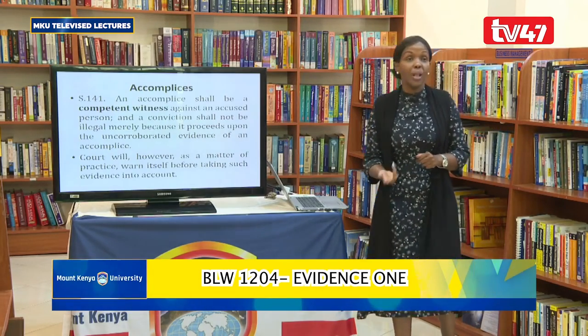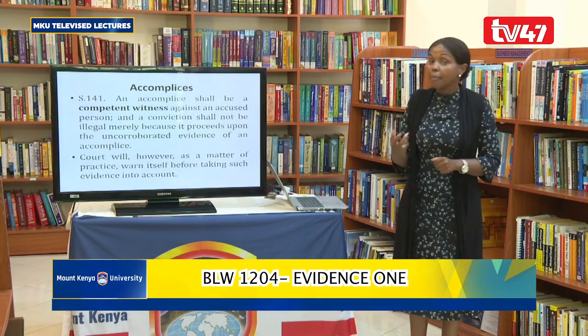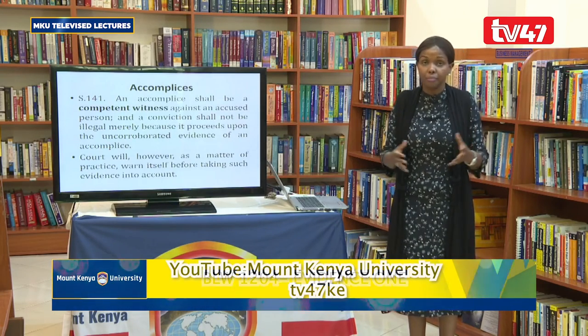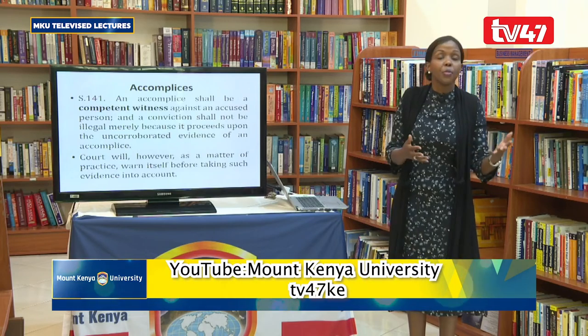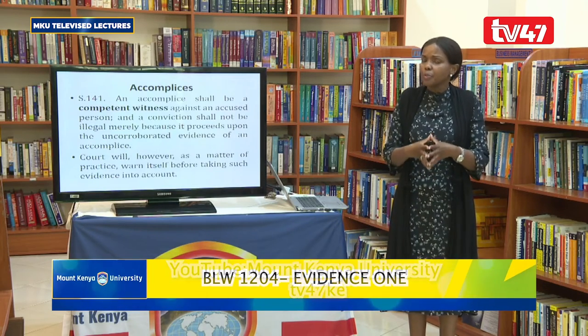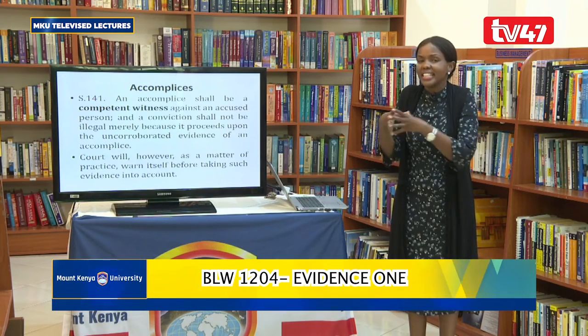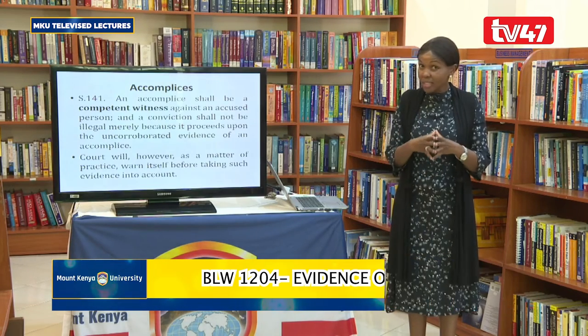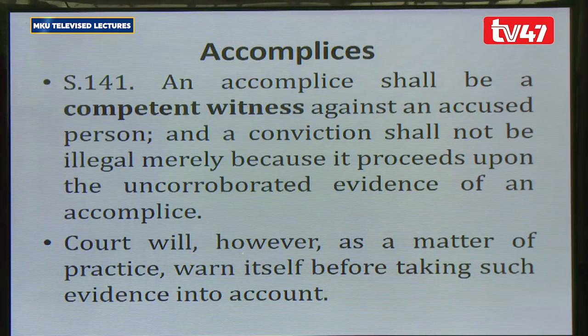Accomplices. Now, you know who an accomplice is. An accomplice is a person who has been charged together with a co-accused for having allegedly committed a crime. Okay? Accused number 2 or 3 or 4. Now, what happens when that particular accomplice wants to testify against the other? What happens? Because the issue has become, why should I actually believe them? But the law is clear that an accomplice is actually a competent witness. Section 141, an accomplice shall be a competent witness against an accused person. So accused number 2 or 3 can jump ship, get a plea agreement, go to the other side and testify against their co-accused persons.